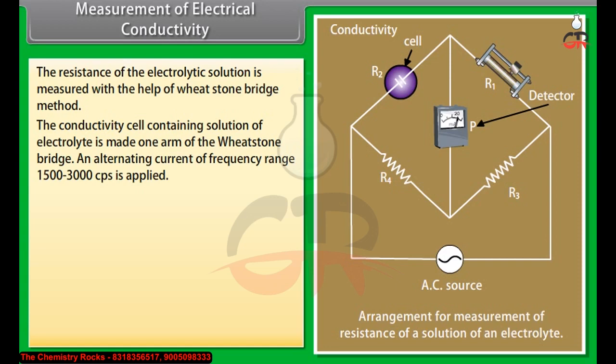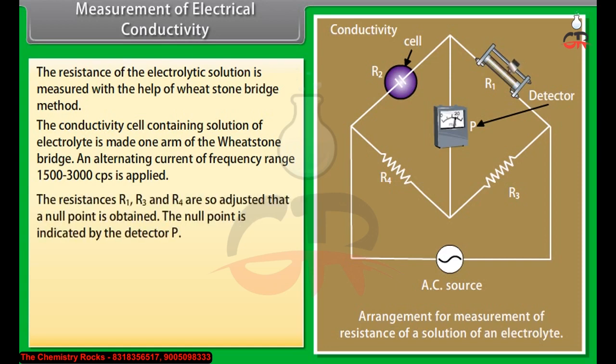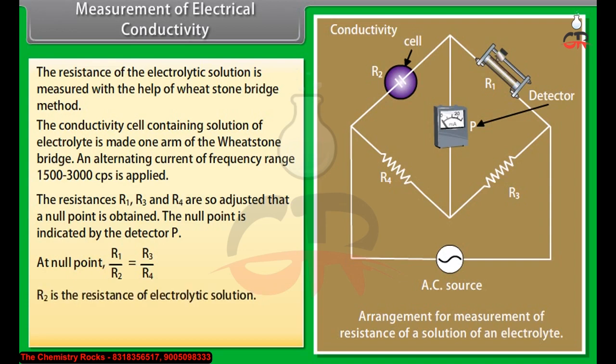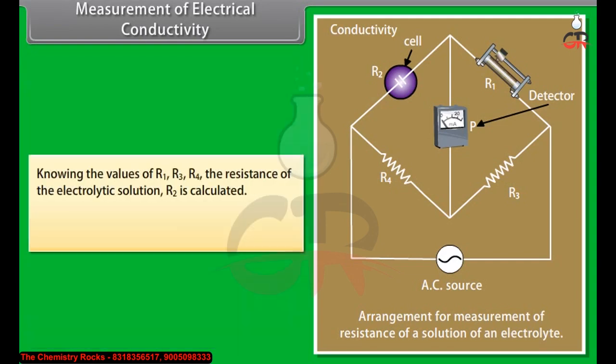The resistances R1, R3 and R4 are so adjusted that a null point is obtained. The null point is indicated by the detector P. At null point, R1 upon R2 is equal to R3 upon R4. R2 is the resistance of electrolytic solution. R2 is equal to R1 multiplied by R4 divided by R3. Knowing the values of R1, R3, R4, the resistance of the electrolytic solution R2 is calculated. The reciprocal of R2 gives the conductance of the solution.